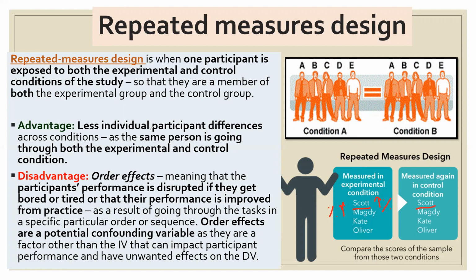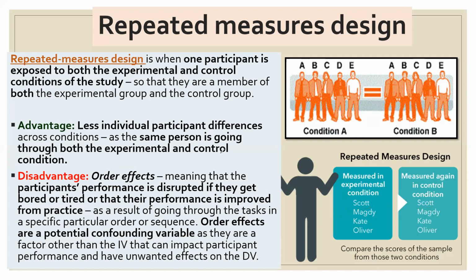Even though the repeated measures design is good, it has something called order effects. Order effects means that participants' performance can be disrupted if they get too bored or too tired. Or their performance can actually be improved because they're constantly practicing or doing the same tasks again. Either way, whether they improve your performance or weaken your performance, it's still an unwanted variable because it's not giving us a true indicator of that person's performance there.